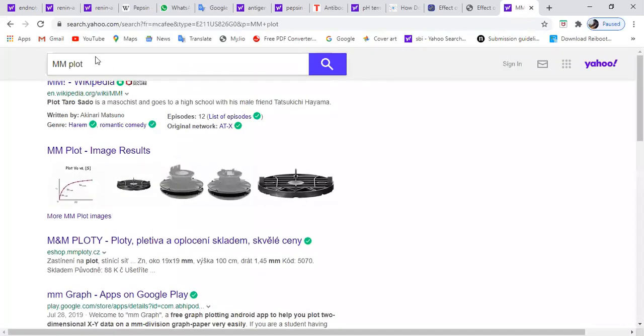Okay, are you able to see my Chrome page? Oh my God, what is this?